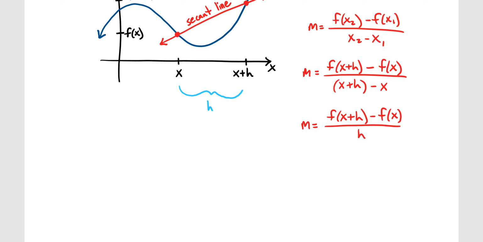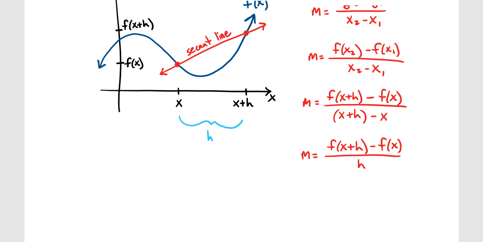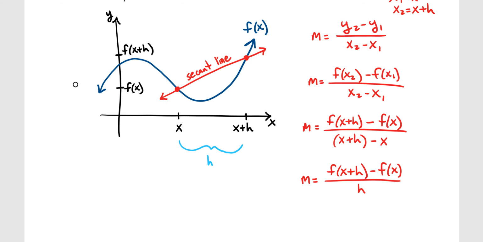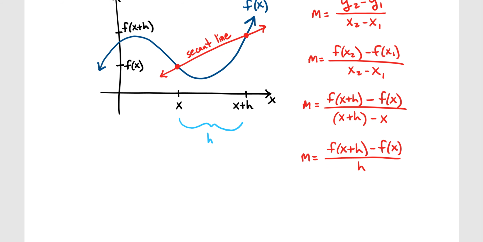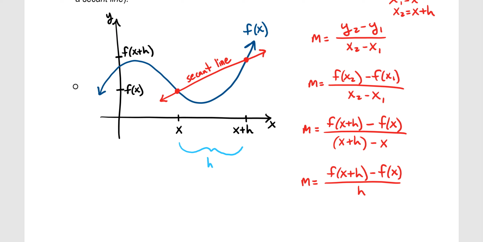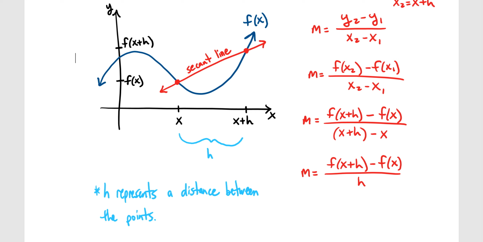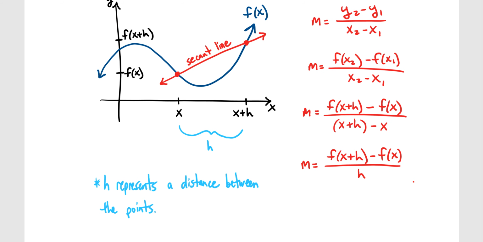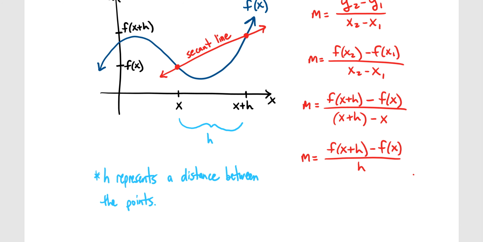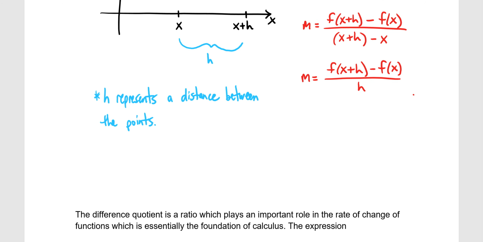With the x's canceling in the denominator, the slope of this secant line between x and x plus h is f of x plus h minus f of x, all divided by h. Once again, that's just the difference in the y-coordinates divided by h. We have to remember that h represents the distance between the points. Hopefully that makes sense. It probably doesn't seem why it's useful, so let's see why this is useful.